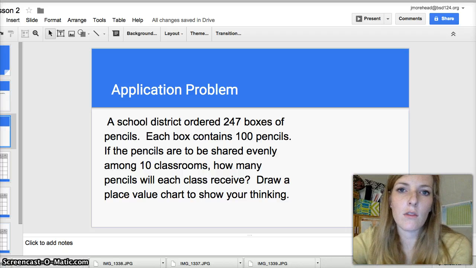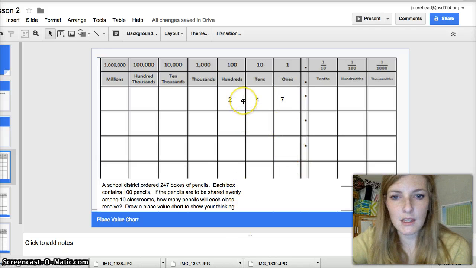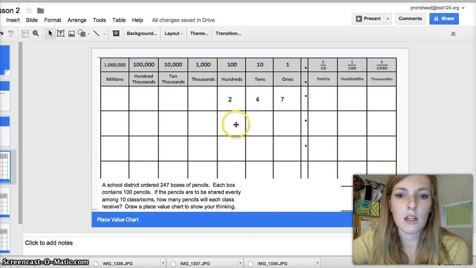So let's walk through this a little bit together. Here is my place value chart. I've already loaded my 2, 4, 7 in the correct spot. So my 2 is worth 200, my 4 is 4 tens, and my 7 is 7 ones. So I want you to copy this in your place value chart, and let's look at the steps that we need to do to solve this problem.